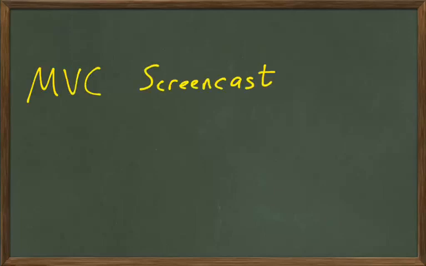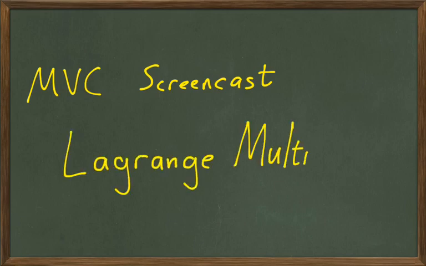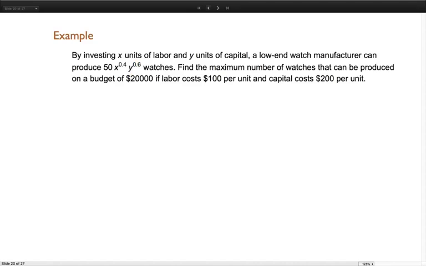Welcome to another edition of the screencast for multivariable calculus. Here we're going to do a quick example using Lagrange multipliers. In fact, this is a pretty popular problem. You'll find it in pretty much every calculus textbook. It involves the so-called Cobb-Douglas production function from microeconomics.